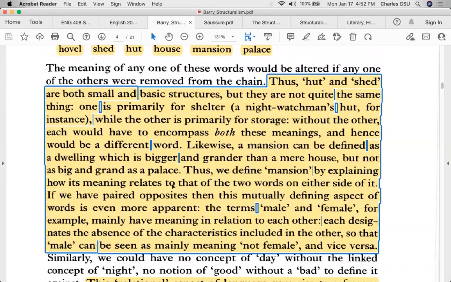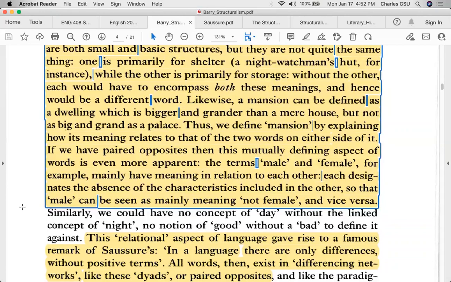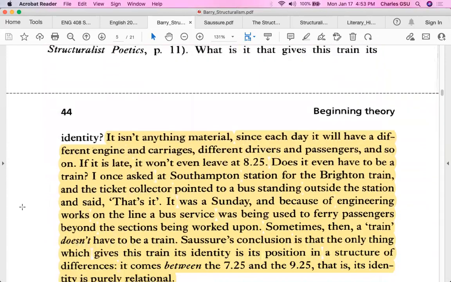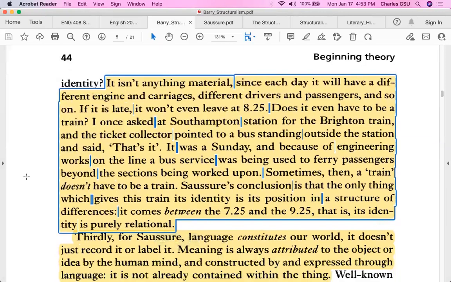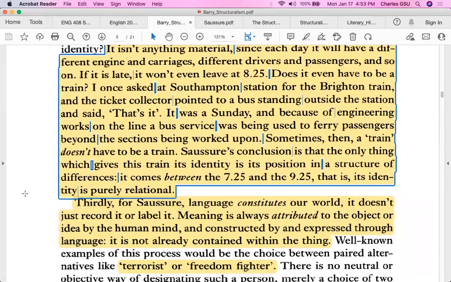We define mansion by explaining how it relates to the two words on either side of it, right? It's opposites or dyads. So he uses the example here of the train, talking about the 825 train. The reason we know it's the 825 train is because it's between 725 and 925, right? That it's automatically different from the other two.